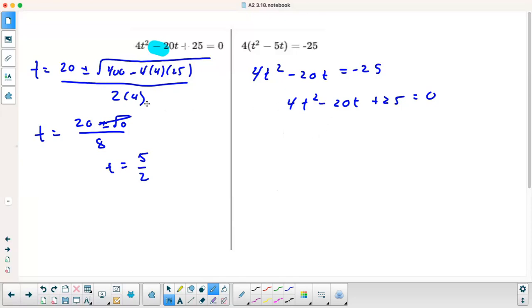So, all right. So once you get here, you see that everything is the same. If you look at your equations here, they're the same equation. So there's no point in redoing the quadratic formula. You're going to get the same value. T equals 5/2. Okay, so it worked.